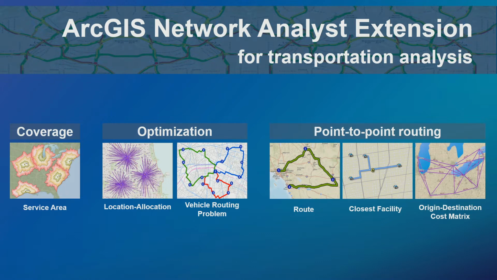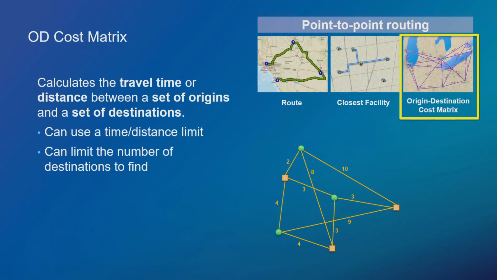So the Network Analyst extension has tools for assessing the coverage of different facilities, for optimizing things like your site location or for the routes of fleets of vehicles, and also for point-to-point routing, things like how do I get from point A to point B, what's the closest facility, and solving origin-destination cost matrices. In today's presentation, we're going to be talking mostly about the origin-destination or OD cost matrix. And although we're going to be talking specifically about this tool, a lot of the techniques that we're going to talk about would apply to the other network analyst tools as well.